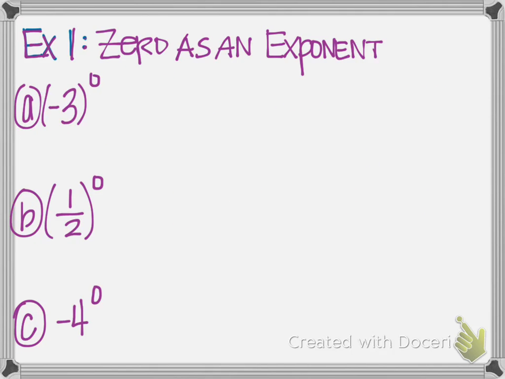Negative 3 to the 0 power. Do it in your head real quick. Yep, you got it. It's 1. Alright, B, 1/2 to the 0 power. Guess what that is? 1. Alright, C, negative 4 to the 0 power. So that's going to be negative 1. Got to watch and see where your parentheses are.